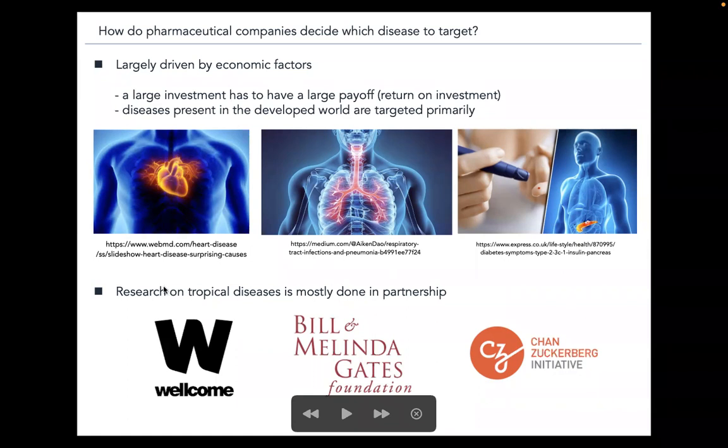But I think it's important to note that the research on tropical diseases is mostly done in partnership with a series of non-profit type organizations that I'm sure you've heard of. If you haven't heard of Wellcome, that's a really great one to look into. Bill and Melinda Gates Foundation, of course, is a huge one. I'm sure that's one you've heard of.